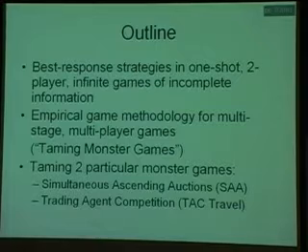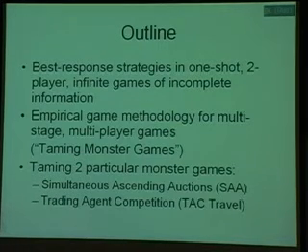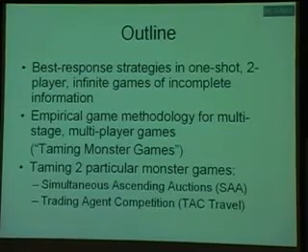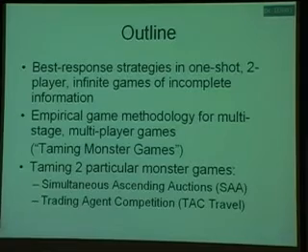Okay. Here's what you've really come for. I'll first describe my analytic approach to generating best response strategies in a class of one-shot, two-player infinite games of incomplete information, and use that to find Nash equilibria. And that works for many simple games. I'll give you examples of those. For more complicated games, I'll describe the empirical approach. And it's applicable to two monster games in particular, the trading agent competition and simultaneous ascending auctions. And I'll talk about those briefly at the end.